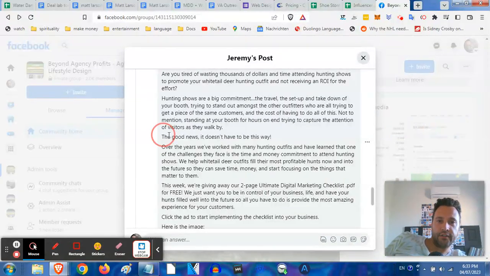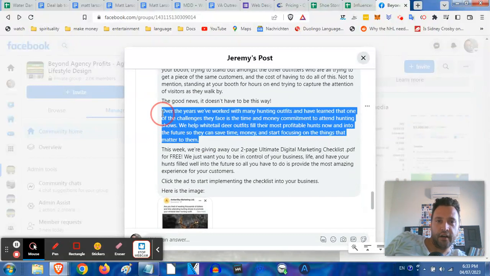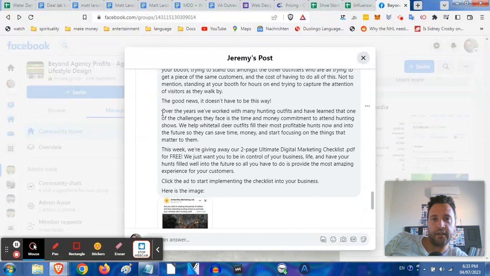And then the transition: it doesn't have to be this way. And now again, it's getting very unspecific on the promises, right? Most profitable hunts now and in the future, so they can save time, money, and start focusing. By the way, almost always you can't tell them exactly how you're going to save them time or where you're going to save them money. You're better off not saying it because it almost sounds like empty promises.